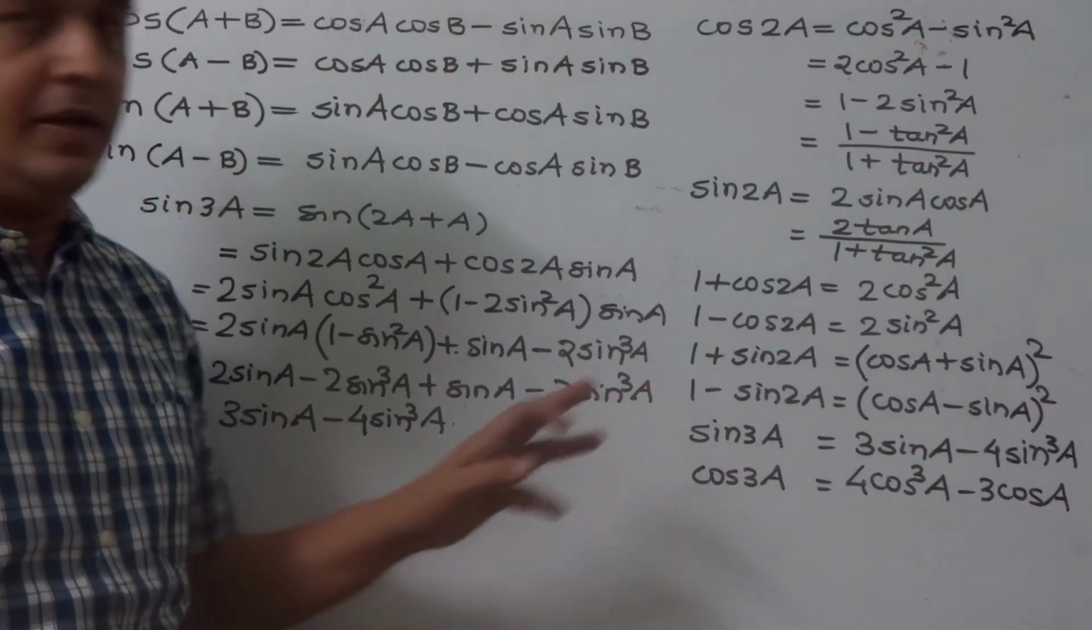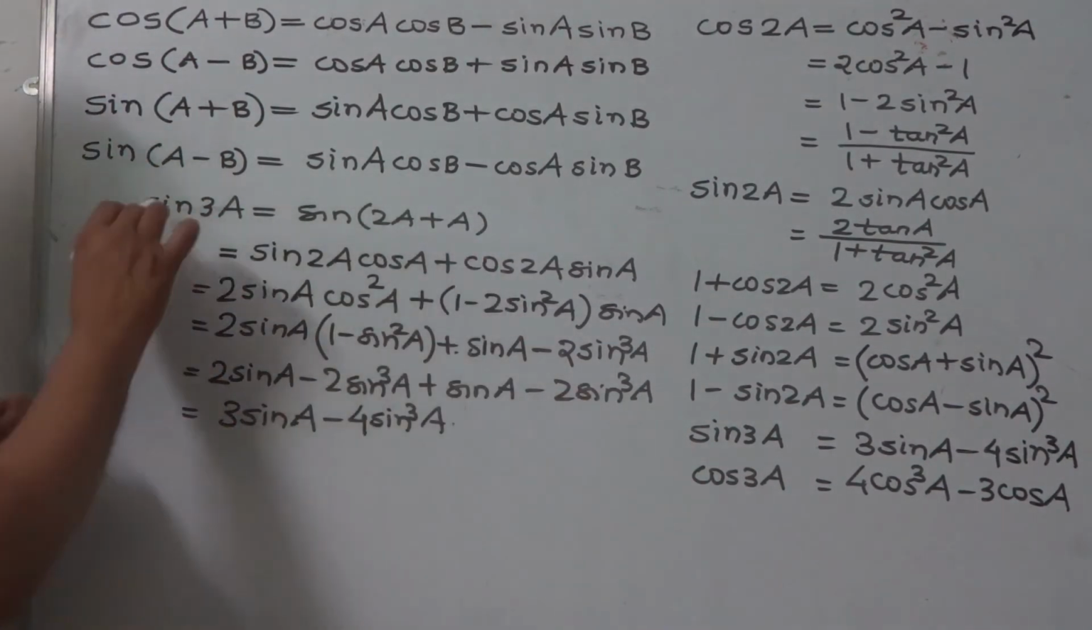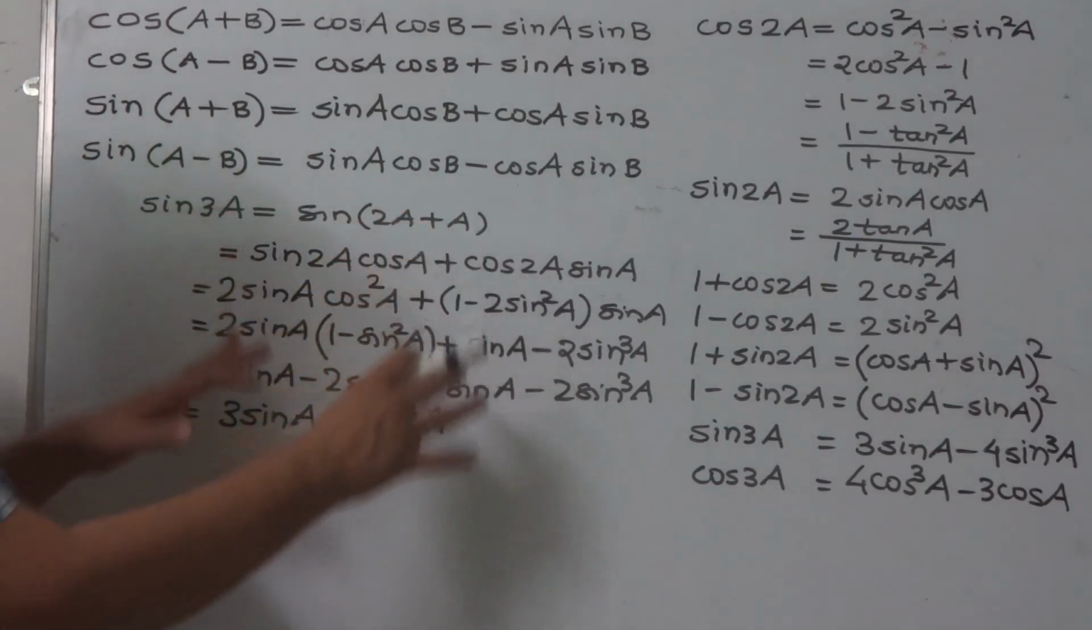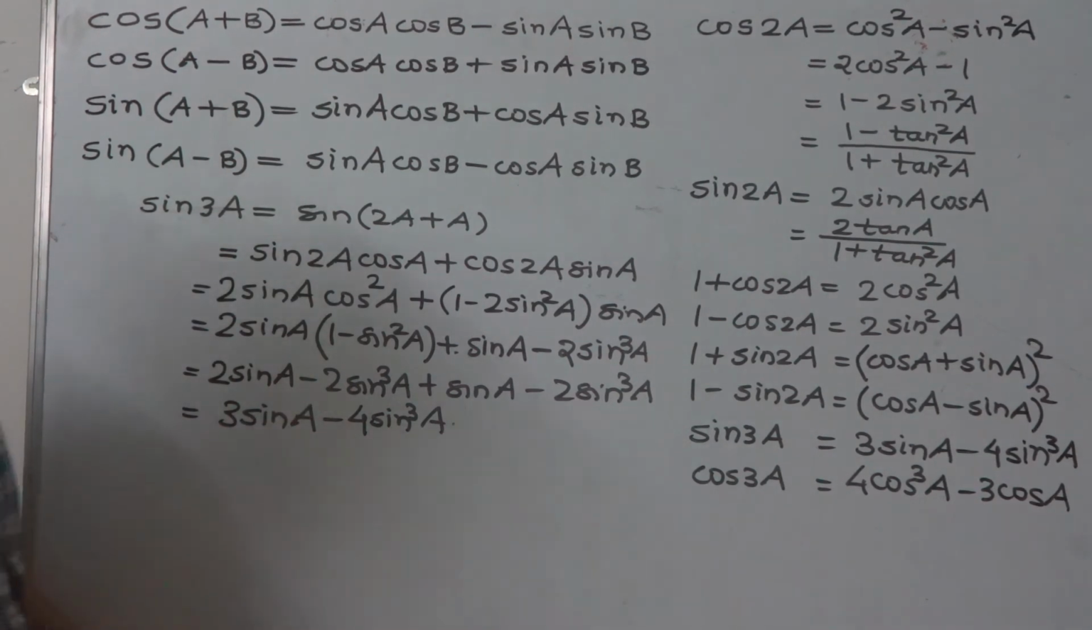Students, cos 3a you can derive on your own. Cos 3a will be equal to cos of 2a plus a. Method will be the same. I leave it to you.